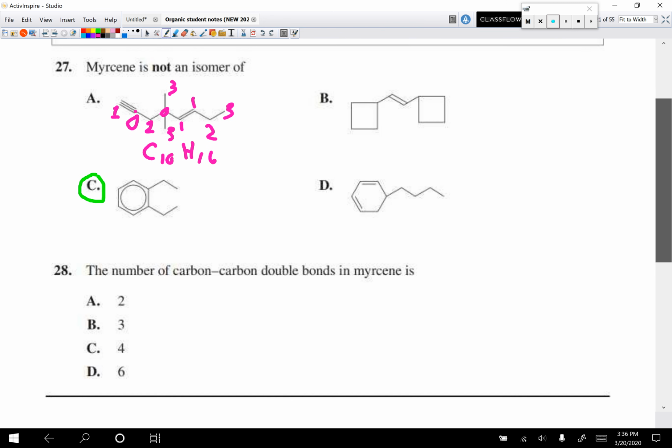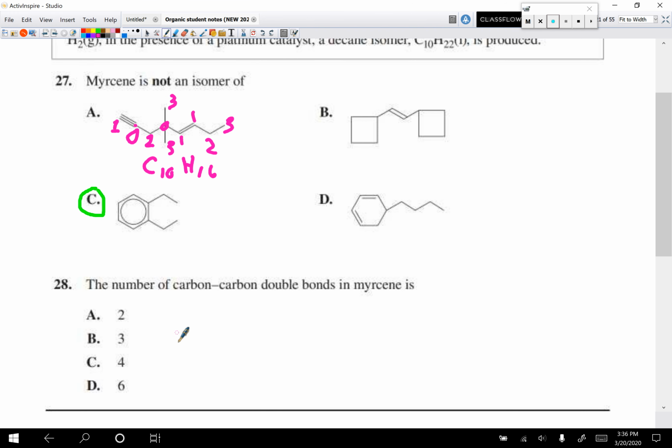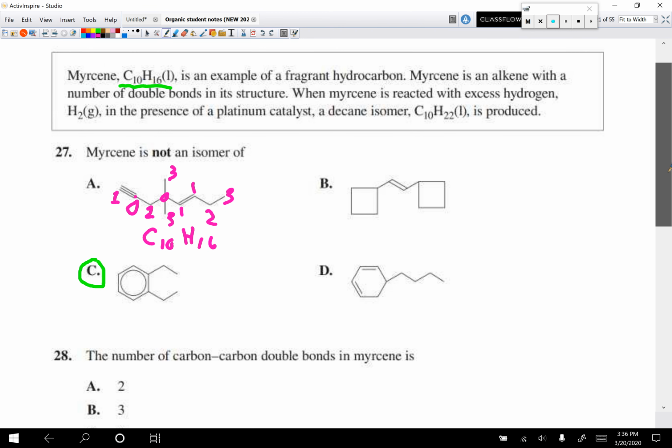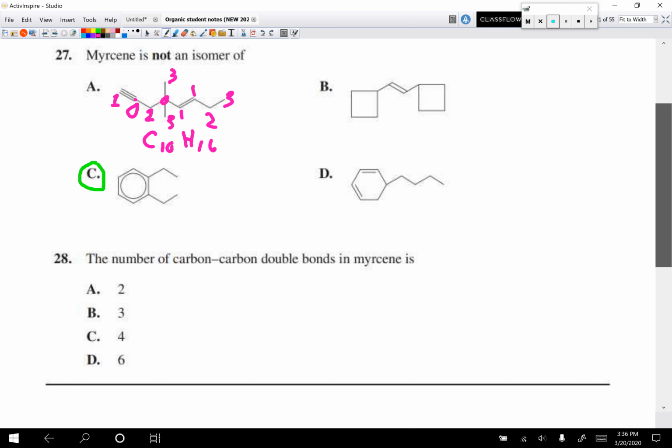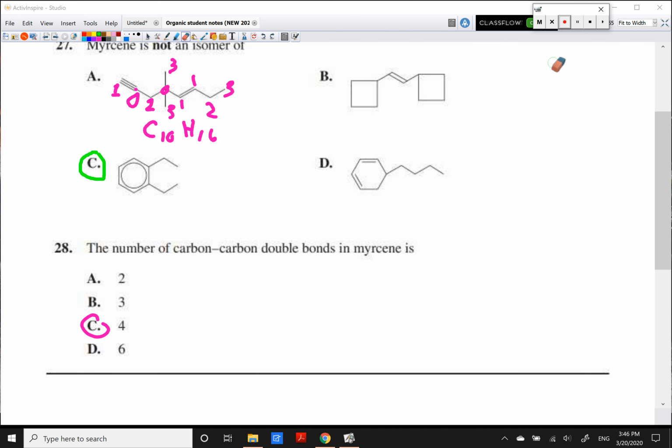And finally, last but not least, the number of carbon-to-carbon double bonds in myrcene is, and of course we have this one right here. Now this right here, it's going to be hard to draw out, but I'll put the answer up in a second and just go over it. So the answer is going up in 1, 2, 3. All right, so the answer here is C.